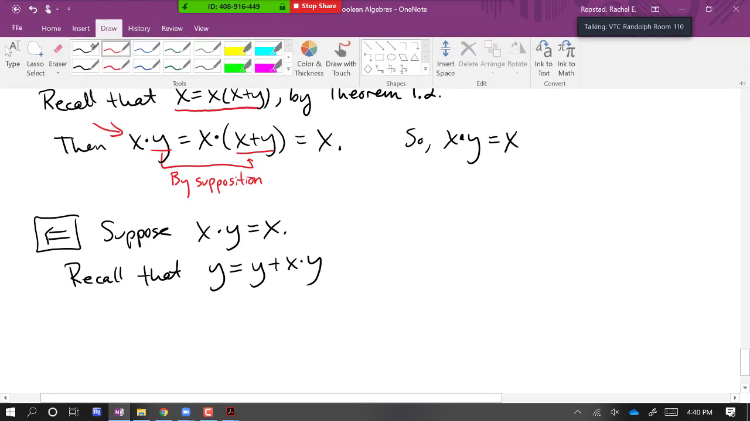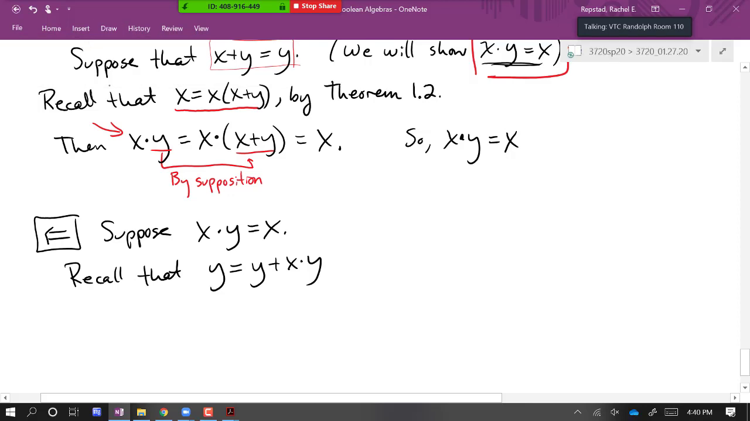So we're doing the same thing here. We're supposing that x times y is equal to x. We're going to invoke that absorption rule again, theorem 1.2. And now we're going to look at x plus y, and we want to show that it's equal to y.